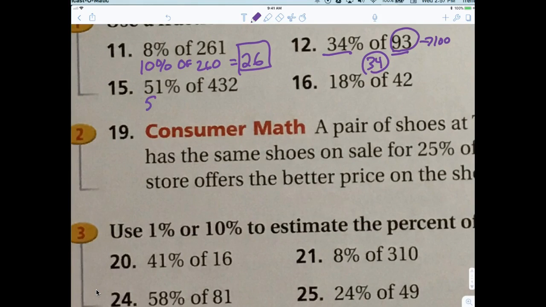Now, if you don't want to do half of 432, you could just change it to what? 430. I would change it to 440, which is 220, because it's easier to divide. Do you agree? Not that 30 is that hard to divide, right? But 40 is really easy. So you can say 220.